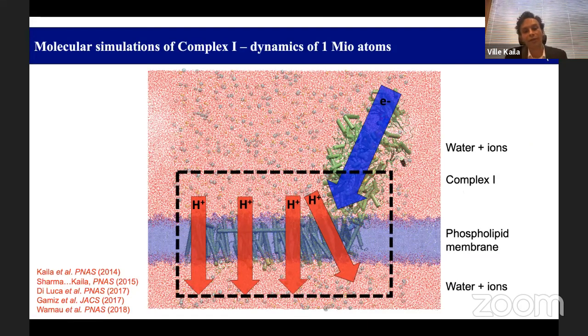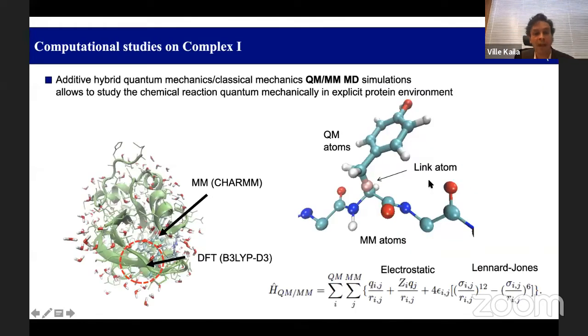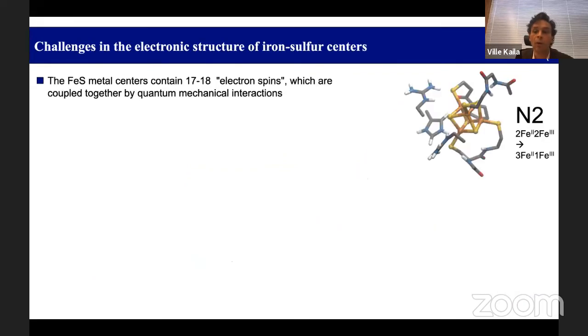So let's have a focus on what happens in the machinery. The first realization that we, and other people working in the field, have had over the years is that the proton pumping process is activated by the quinone reduction process when electrons start coming into the quinone molecule. And of course, to be able to treat this, you need to have the QM/MM approach. And this I introduced to you a little bit before.